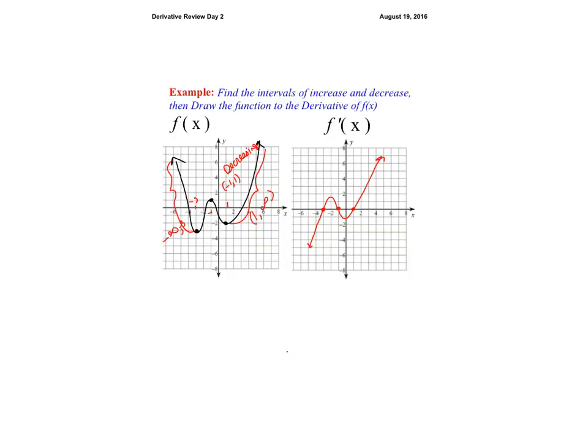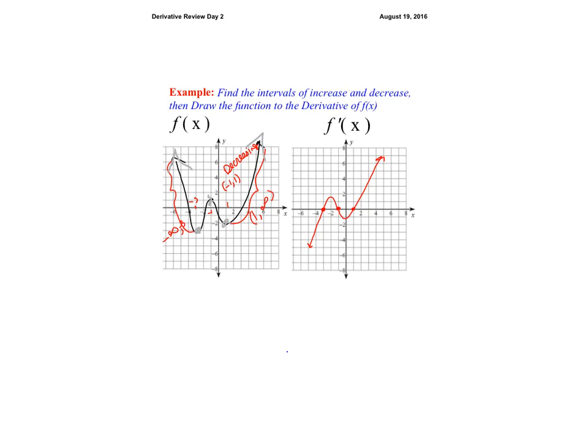Find intervals of increase and decrease, then draw the function to the derivative. Same thing. You identify the points at which you have minimums and maximums. Let's go ahead and use gray. I didn't know I have gray as an option. Let's go ahead and mark them real quick. Boom, boom, boom, boom, boom, boom, boom. And over here, when you have an arrow like this, it means that we are approaching infinity.